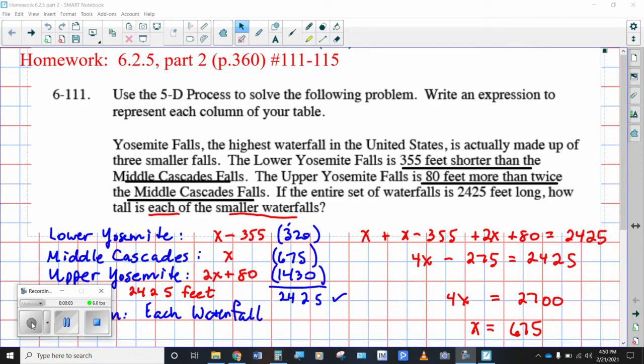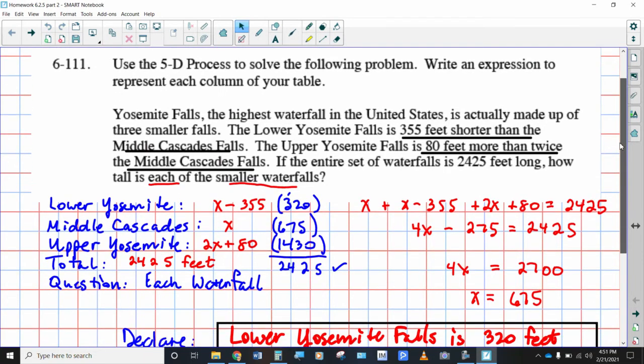Alrighty, taking a look at part 2 of lesson 6.2.5. Depending on when you choose to take your check for understanding, you might recognize this, or maybe you don't. If you have not yet seen this problem, then you have not done the check for understanding yet. And if you have seen it, hooray, you've already got this problem complete, and you can just move on to the next problem. I'm going to go through it anyway.